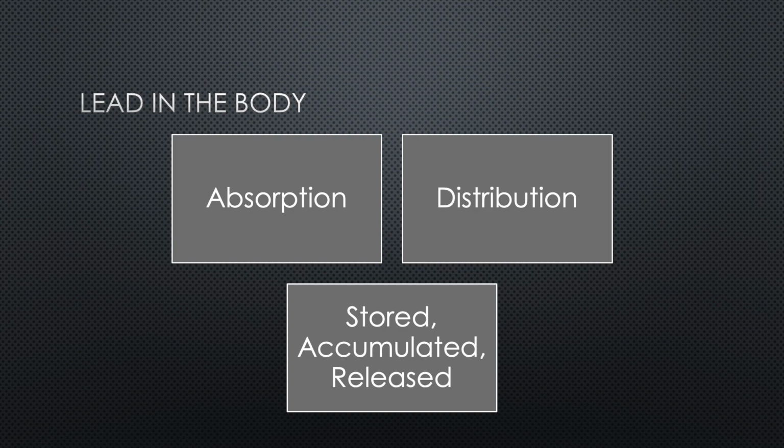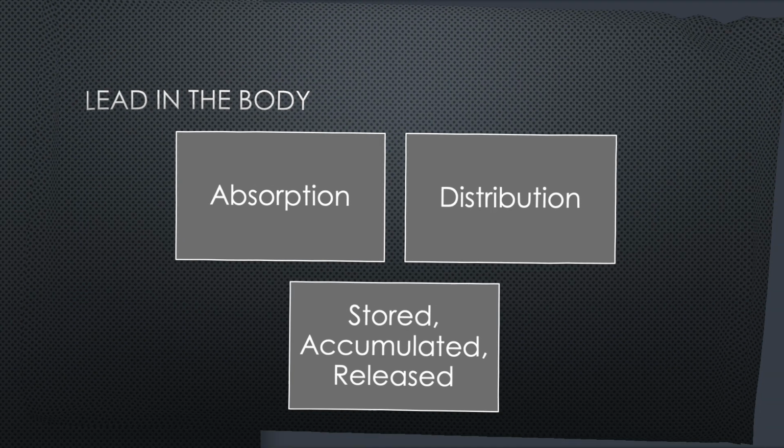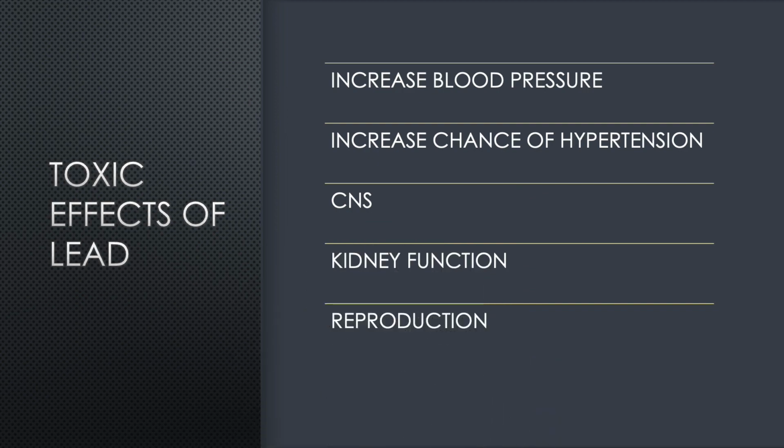Next, we will discuss the toxic effects. Lead can be very harmful to the body, especially for vulnerable populations such as children and pregnant women. According to the EPA, lead can affect almost every organ and system in the body. Lead can cause increased blood pressure, chance of hypertension, harm the central nervous system, lower your kidney function, and cause issues for reproducing in men and women.